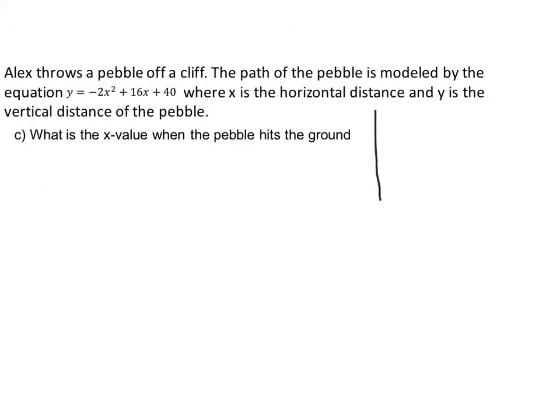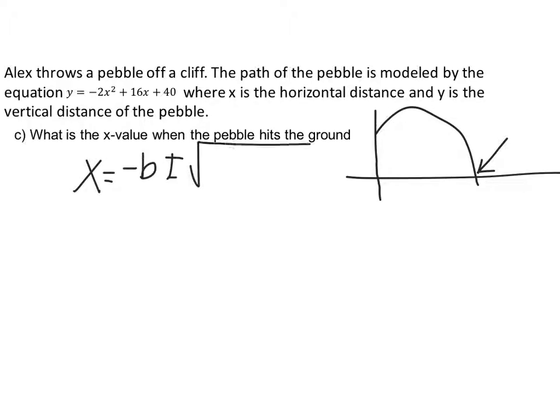Last question is, what is the x value when the pebble hits the ground? So you got to remember, we're looking at when it hits the ground, which is that point right there. So how we solve that is we're just going to solve this quadratic. So we want a solution to this quadratic. So we're going to use the quadratic formula. So that's x equals negative b plus or minus square root of b squared minus 4ac, all of that over 2a.